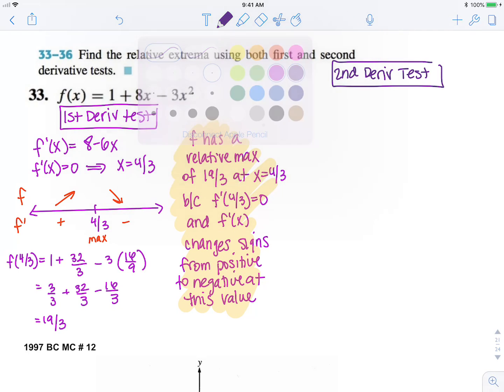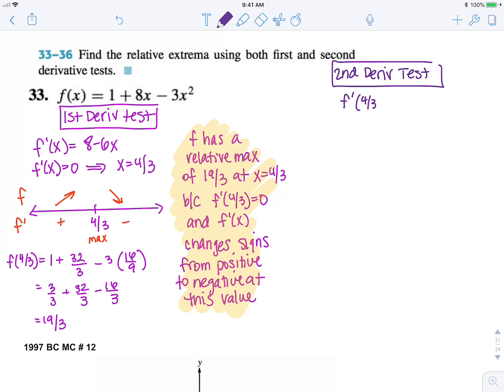So now let's do the same idea, but using the second derivative test. So the first thing we have to know for the second derivative test is where our first derivative is equal to 0. So we already know f prime of 4/3 equals 0. So since that's a critical value, now I need to check the second derivative at that value to see if it's positive or negative. So f double prime of x is just -6. So f double prime of 4/3 is -6, which is less than 0.